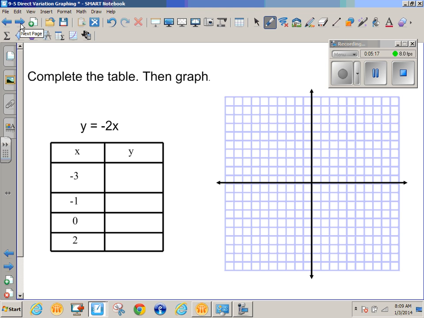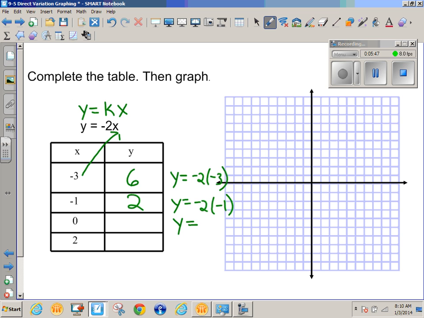Let's look at our second example. Y is equal to -2x. So this equation is in the form y is equal to kx, which you saw back on our first slide. And so we can just substitute in the -3 for x. So y is equal to -2 times -3. We know that a negative times a negative gives us a positive. Y is equal to -2 times -1. It's 2. We know that it's going to be 0 because anything times 0 is 0. Y is equal to -2 times 2. That gives us a -4.